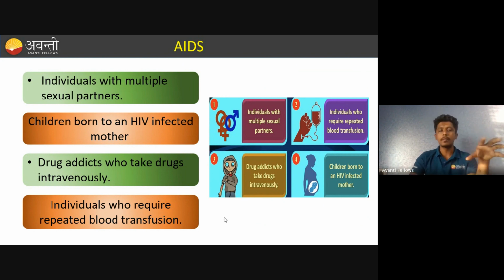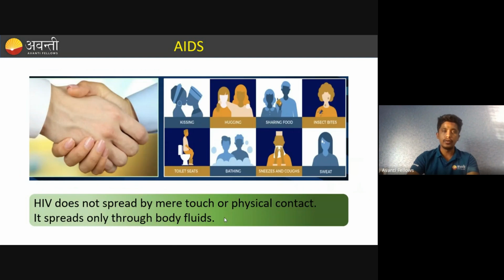If we talk about AIDS and the ways in which people get HIV and how it is possible, how do we prevent AIDS? This is one important slide I would like to talk about. I remember very specifically, around 10 years back, a long time, I know that.